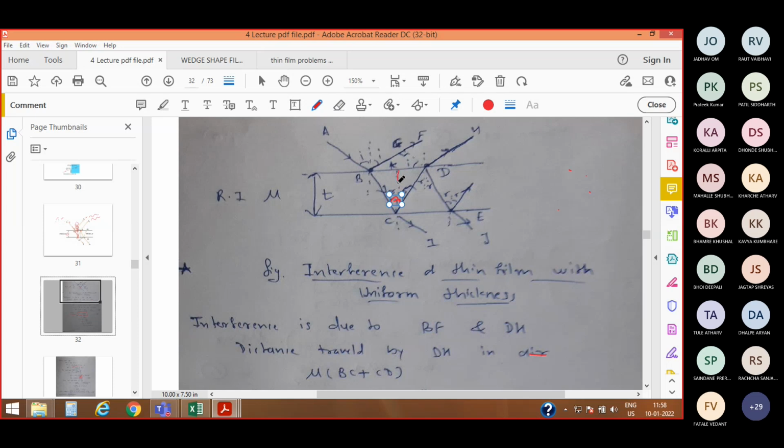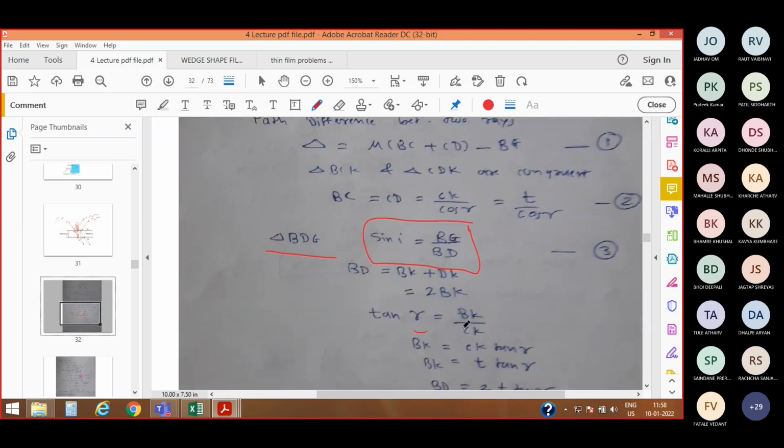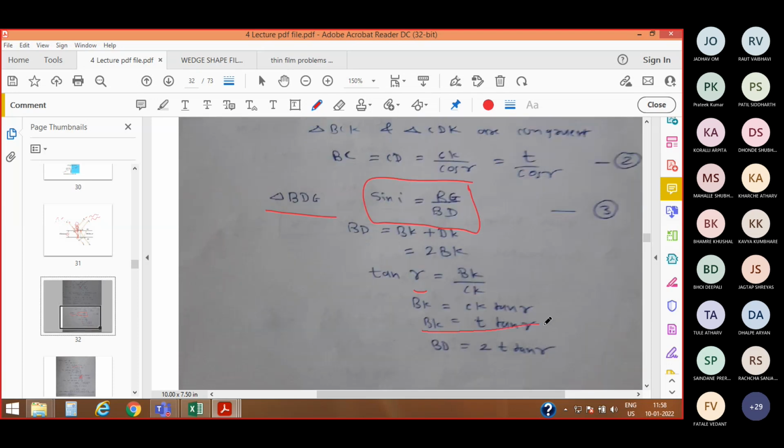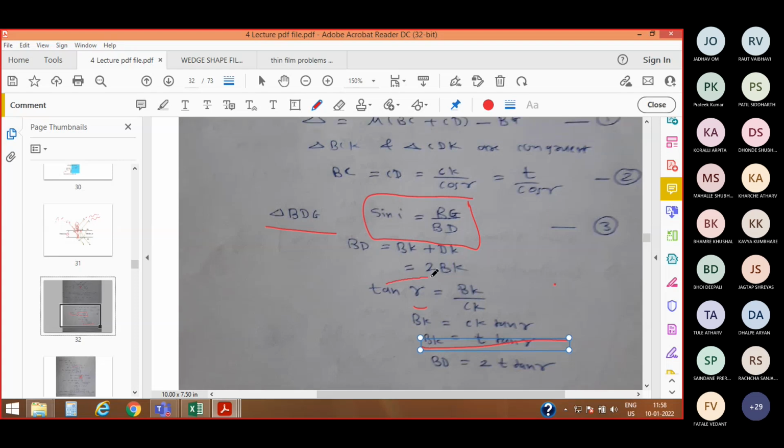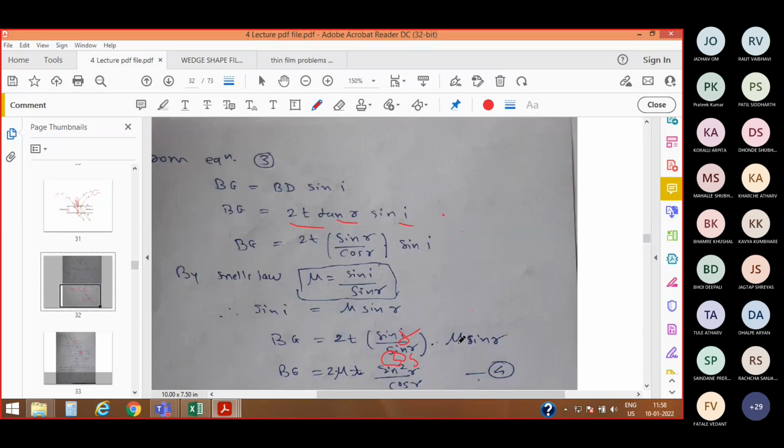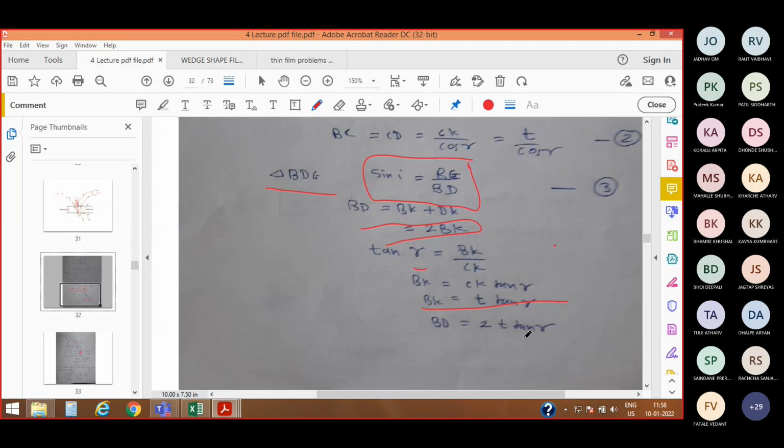What is tan of R? In this triangle, tan of R is equal to BK upon CK. Since CK is equal to thickness, I am writing it like this: BK is equal to t into tan of R. BD is 2 times BK. So I put this value of BK here in this equation. Then I am getting BD is equal to 2 times t into tan of R.